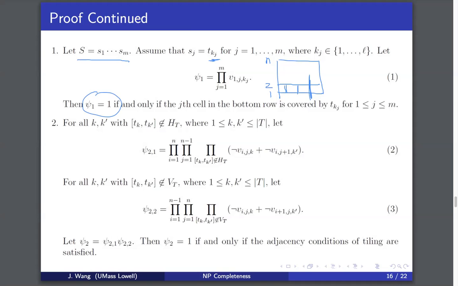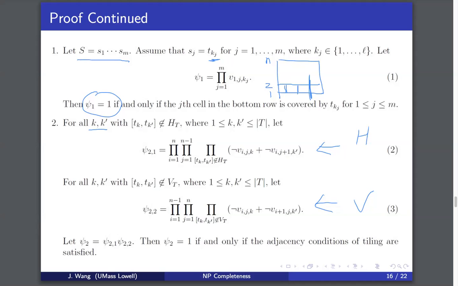So psi 2 is going to represent horizontally legal and vertically legal. So you have two further things. This is horizontal. This is vertical. Now we represent this tiling. For each tile type k and k prime that cannot be placed in H_T, they cannot be placed adjacent to each other horizontally. So that's what we're going to say.